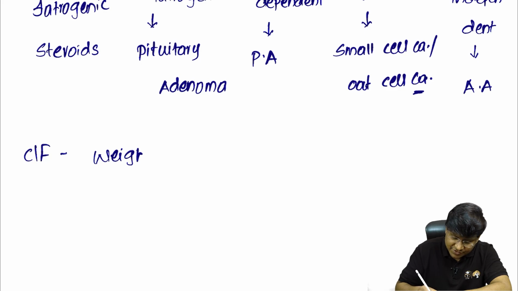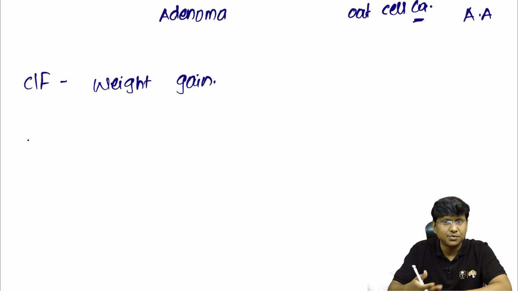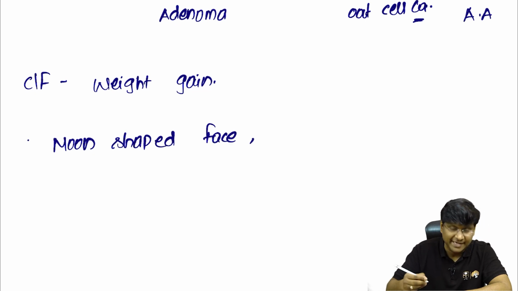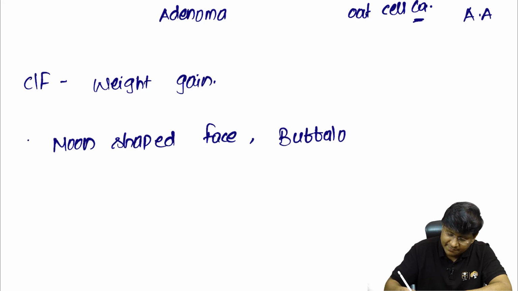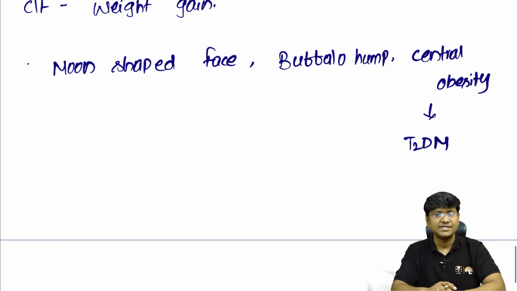The earliest clinical manifestation in the Cushing's will be the weight gain, followed by that, due to redistribution of the fat in these patients, they will have a moon-shaped face. And not only that, because of redistribution of the fat, there will also be buffalo hump. The next important feature because of redistribution of the fat is development of the central obesity. And this central obesity is a very important risk factor for insulin resistance, causing the type 2 diabetes mellitus.